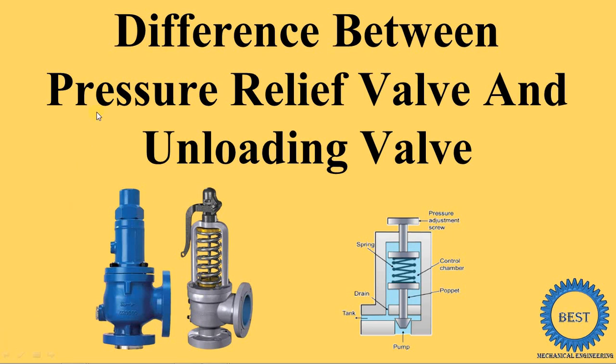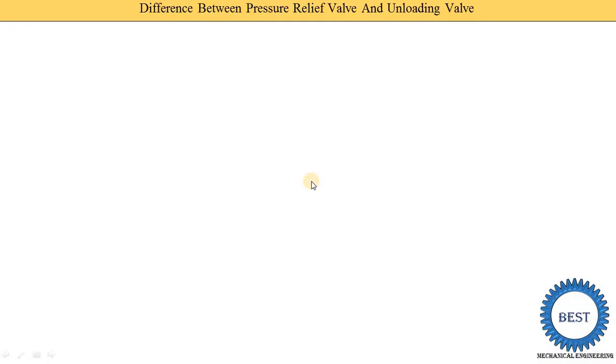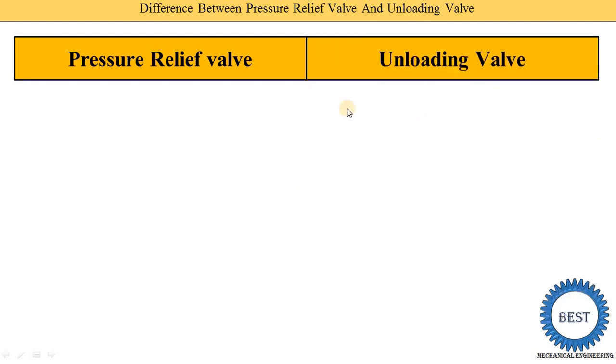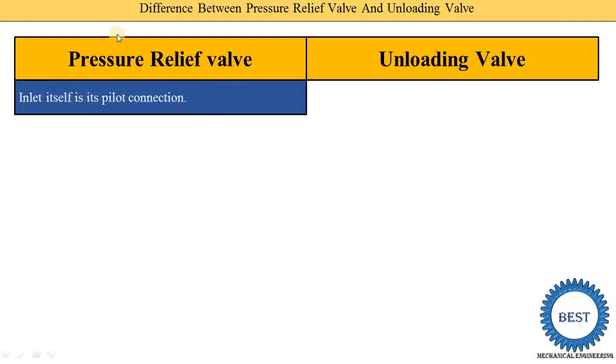In this video, I explain the difference between pressure relief valves and unloading valves. On the left side, I mentioned the points of the pressure relief valve, and on the right side, the points of the unloading valve. The first difference: for the pressure relief valve, its inlet is its pilot connection, meaning the inlet in a pressure relief valve works as its pilot connection.